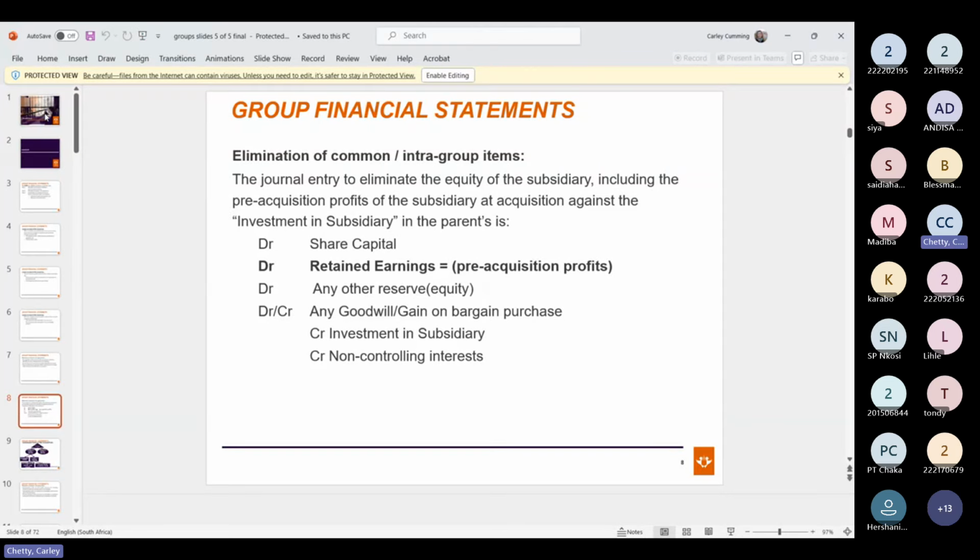So then we are also going to eliminate the common or intragroup items. Okay, so these are all of the pro forma journal entries that you're used to. So the journal entry to eliminate the equity of the subsidiary, including the pre-acquisition profits of the subsidiary at acquisition, against the investment in subsidiary in the parent, is debit share capital and debit retained earnings. So in this retained earnings, your pre-acquisition profits will sit, and therefore you can see it's being eliminated. We are going to debit any other reserves or equity, and then we are going to determine if we have goodwill or gain on bargain purchase. And then we are going to credit the investment in the subsidiary, and we are going to credit the non-controlling interest. Okay, so these journal entries will be familiar to you, and we're still going to do that. We're just now splitting the profit into pre-acquisition profits and post-acquisition profits.